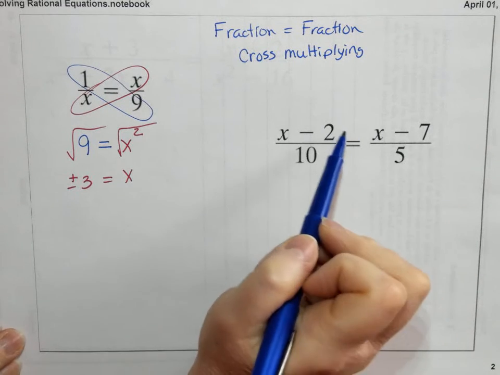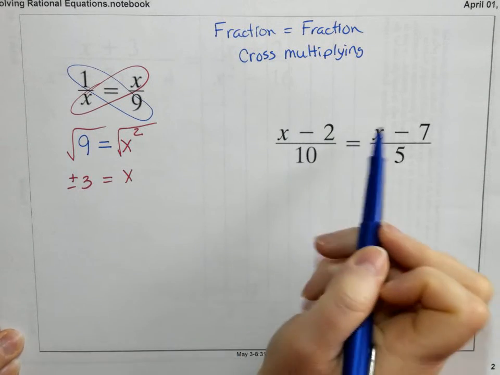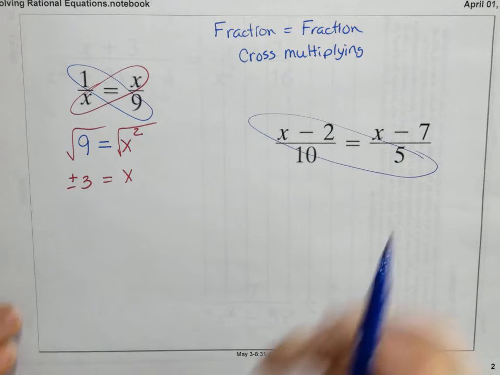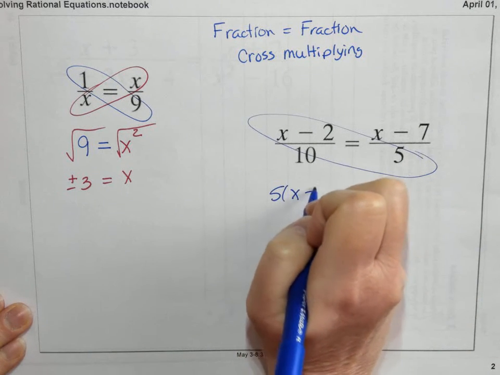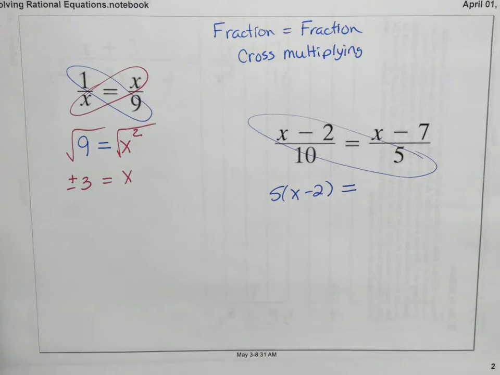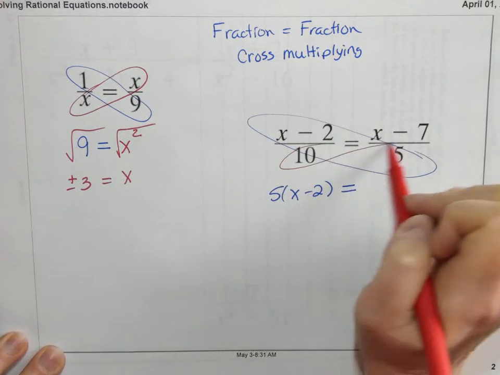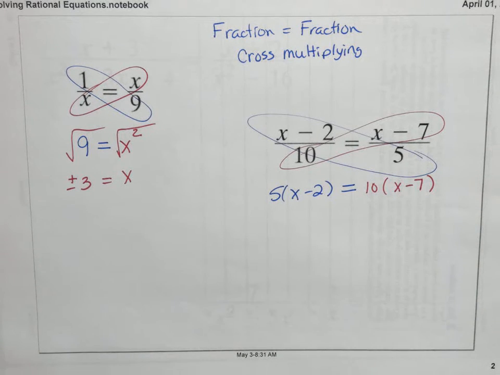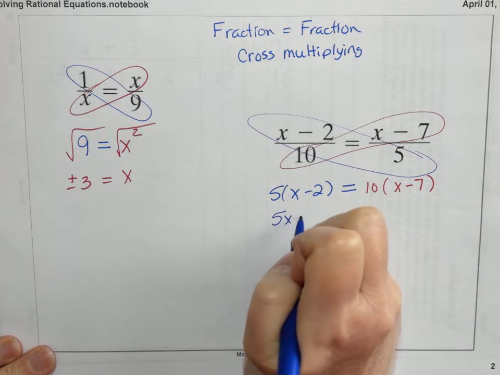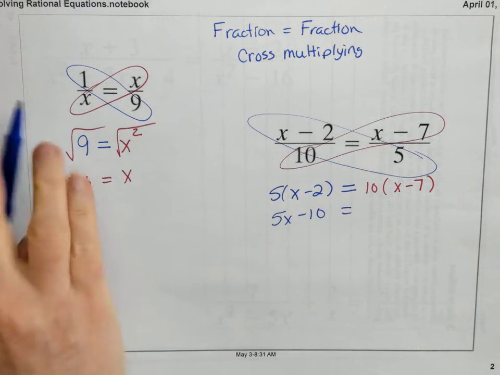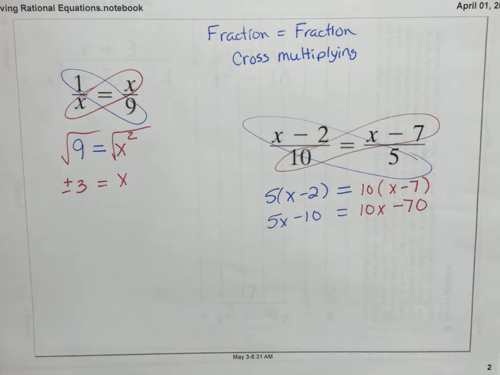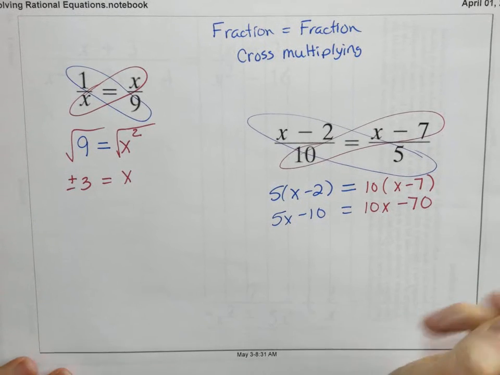Let's take a look at this one. We're going to do the same thing because we have a fraction equal to a fraction, so we're going to cross multiply. We're going to take those two: 5 times the quantity x minus 2 equals, we're going to do these two, 10 times the quantity x minus 7. Now we just have a math problem. This isn't so bad. This is 5x minus 10 equals 10x minus 70.